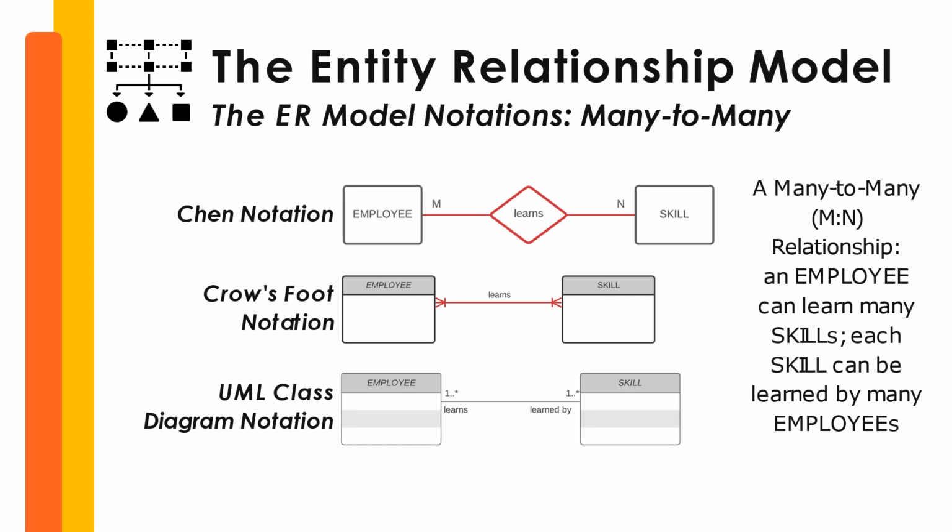For the many-to-many type of relationship, it's still more or less the same, except that for the chain notation, we are going to make use of N to represent the other part of the many. For the crowsfoot notation, we are going to put a crowsfoot on either side. And same with the UML class diagram notation, we are going to make use of 1..* for both sides.